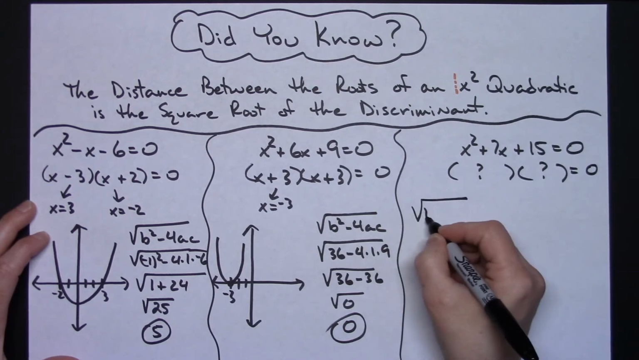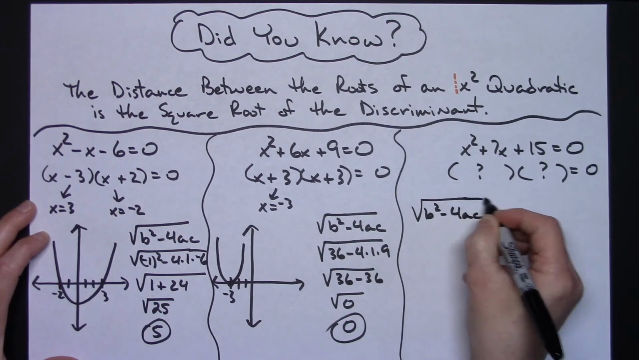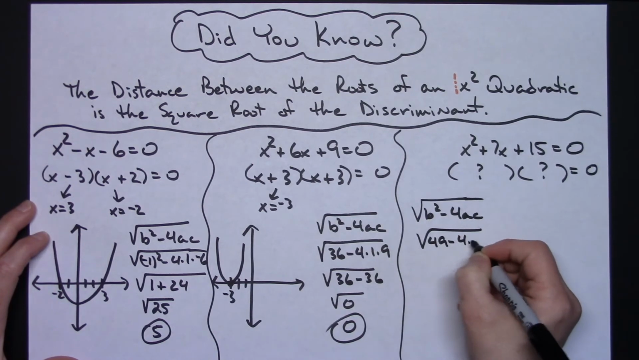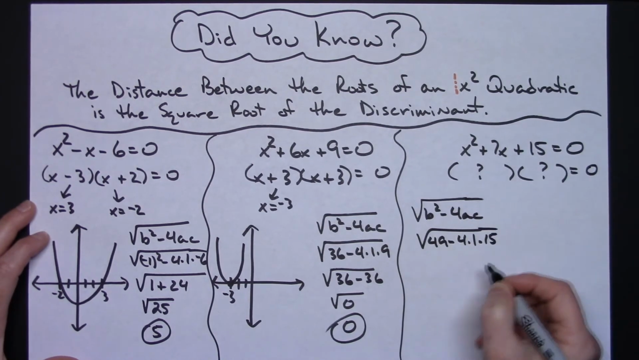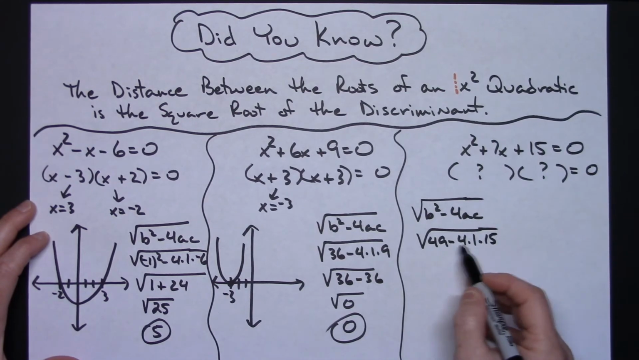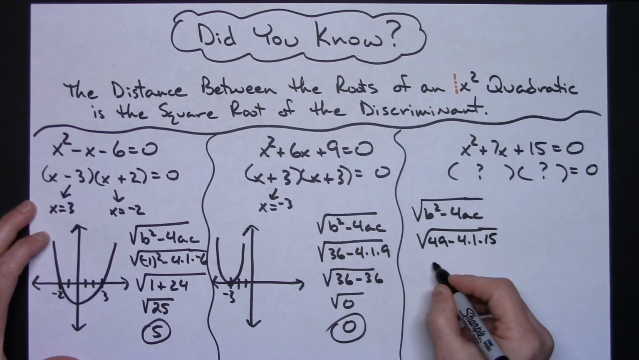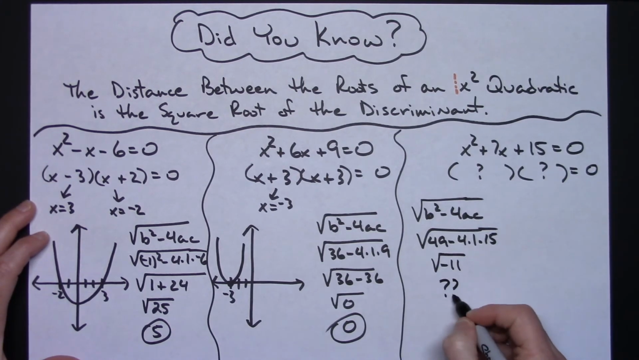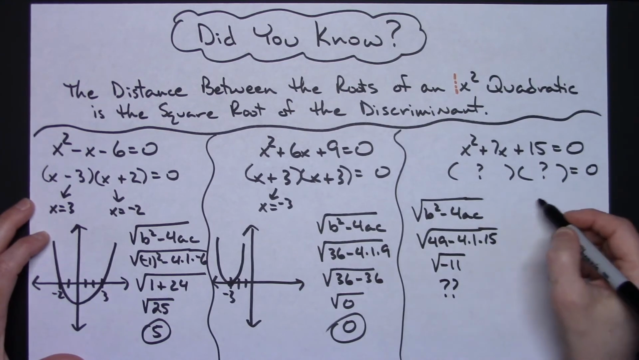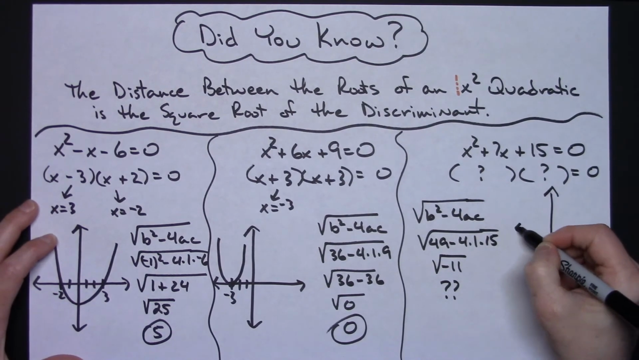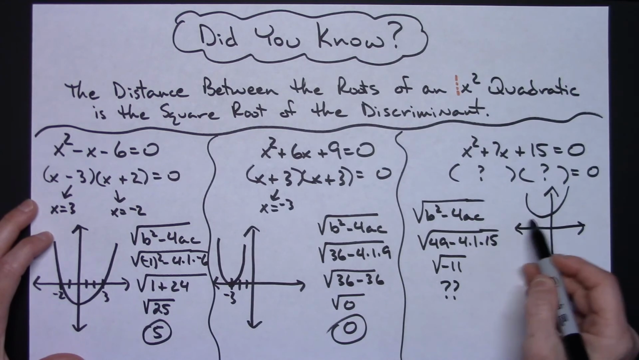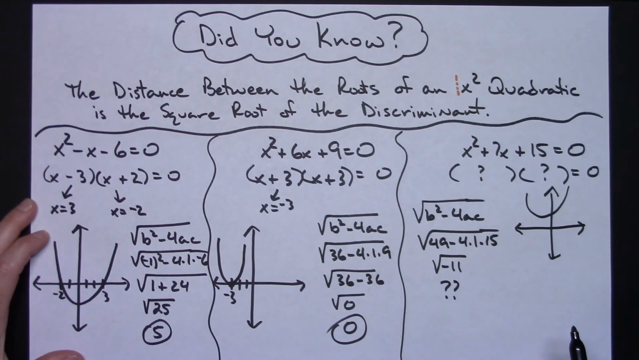If we take the square root of b squared minus 4ac on this one, my b squared is going to be 49 minus 4 times 1 times 15. I don't really want to do that math in my head, but I think that's probably going to come up to negative 11. The square root of a negative number is imaginary. Knowing that this is going to be an upright parabola with some imaginary roots, there is no distance between the roots because they're imaginary, and I got an imaginary number underneath that discriminant.